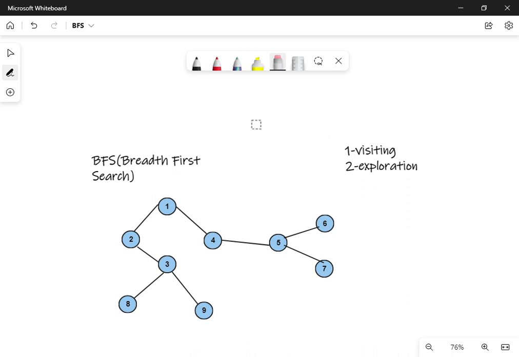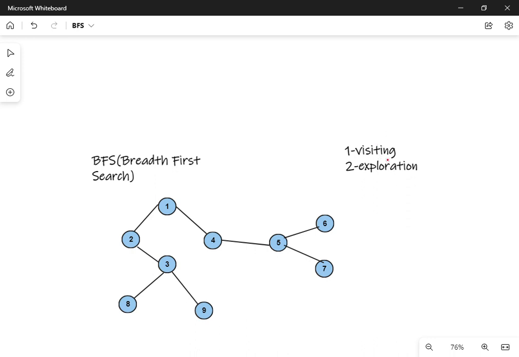Today we are going to discuss BFS. What is BFS? BFS is known as breadth first search. It is also known as breadth first traversal. What do we do in BFS? There are two steps to follow. One is visiting and the second one is exploration.